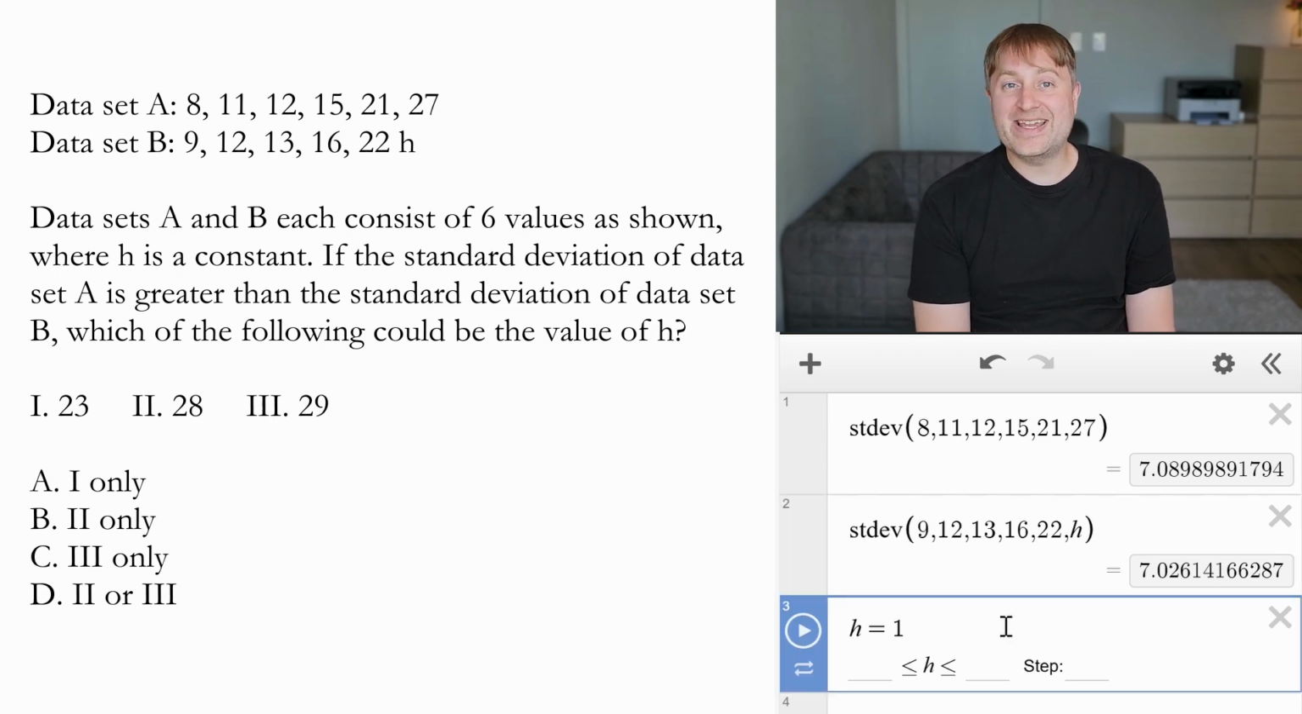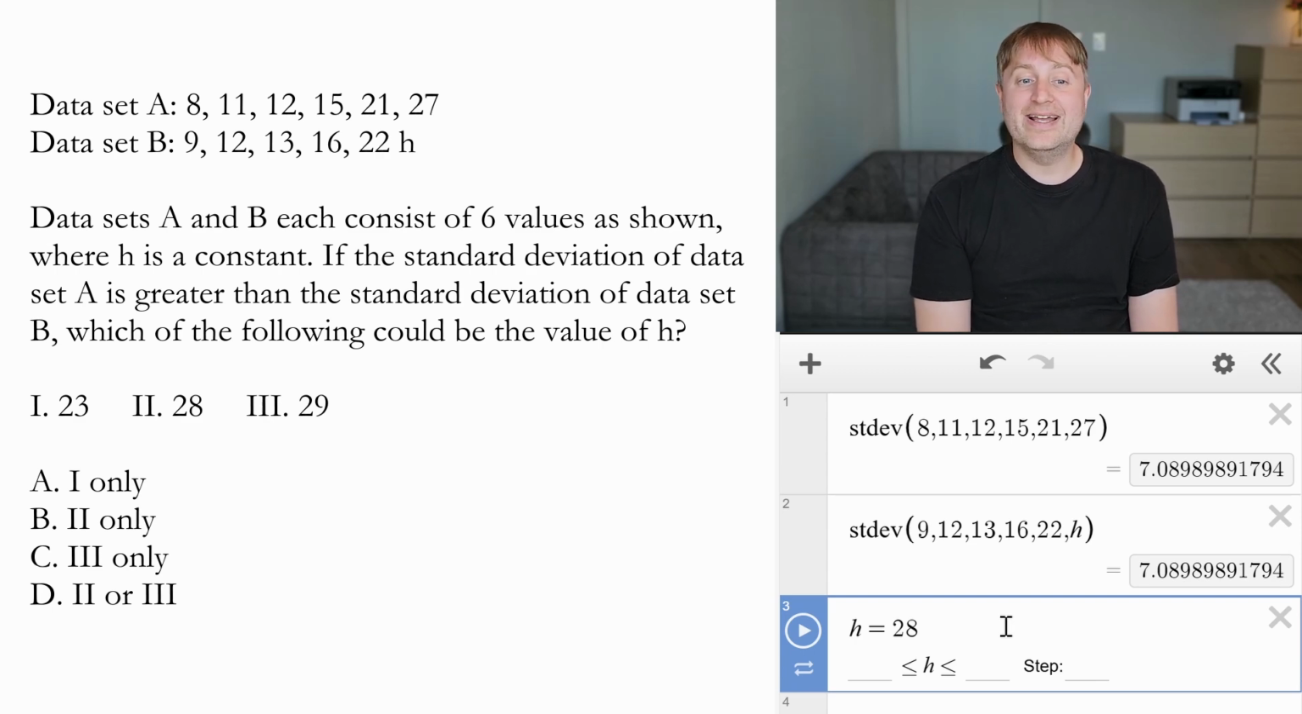So the first possibility they gave us is 23. Let's set the value of h equal to 23. And if we do that, we can see that the standard deviation of the set is 5.6361. And that is clearly lower than the standard deviation of set A, which means that it satisfies the criteria. Next, we'll move that slider up to the second value that they gave us, 28. And when we do that, the standard deviation of set B is 7.0898989, which was the same as the standard deviation of the first set. So it doesn't satisfy the criteria.